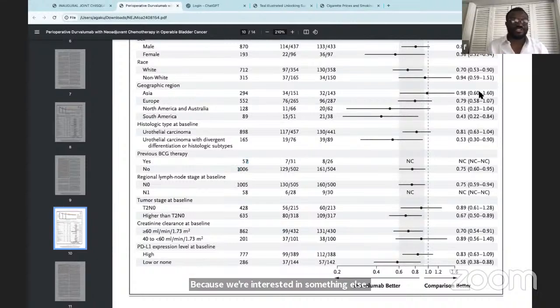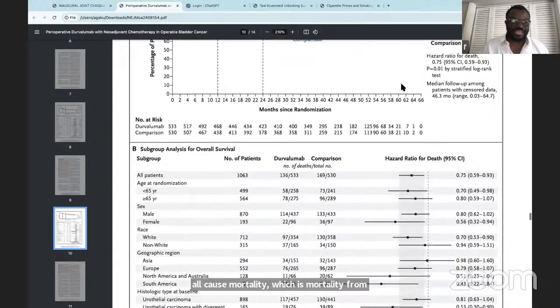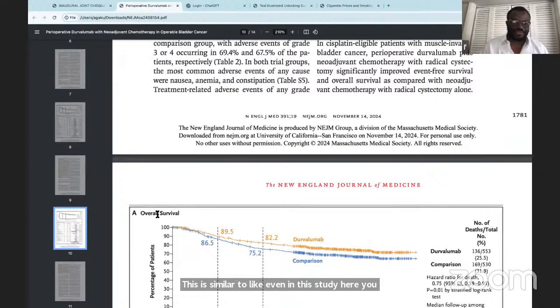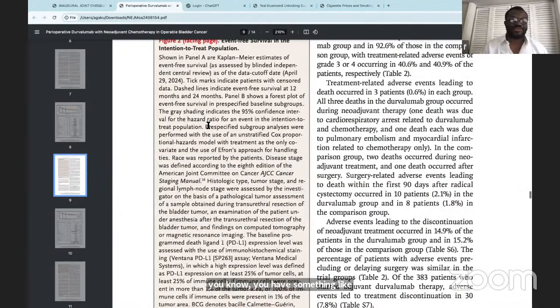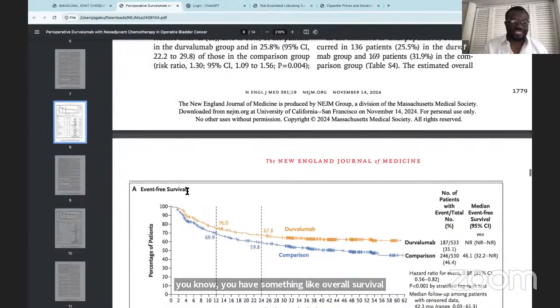And that's why sometimes in studies you look at things like all-cause mortality, which is mortality from anything. This is similar to even in this study here, where you have something like overall survival, but then you also have another kind of survival, which is, in this case, event-free survival. So sometimes you define different kinds of outcomes, like a primary outcome that is much more restrictive or nuanced, and then you might have a broader outcome. It's your study, so you should feel empowered to define things, assuming they make sense. There are many ways this can be handled, and you can choose which one is best to your liking and makes scientific sense.